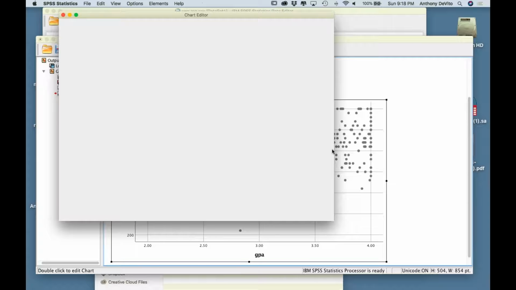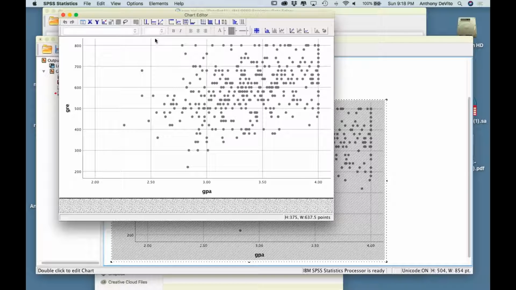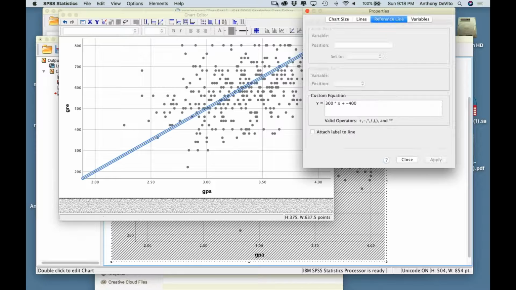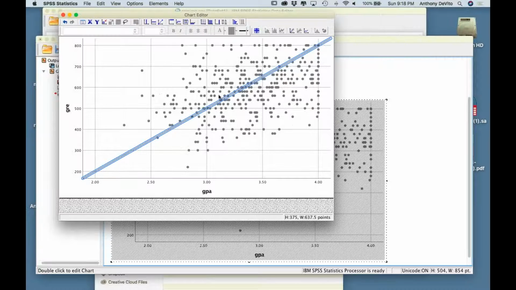I can double click on this and ask it to give me a best fit line. And I think that's going to be, here we are. Okay, there we go. There's a best fit line for this, right? There's a lot of scattering around here. Doesn't look like it's all that predictive, but it does look like there is an association there. So I think this might be worth pursuing.